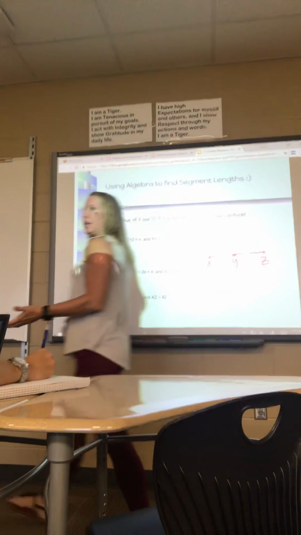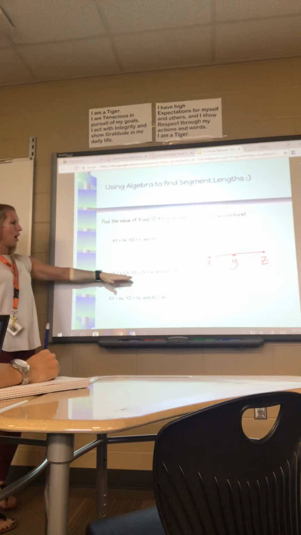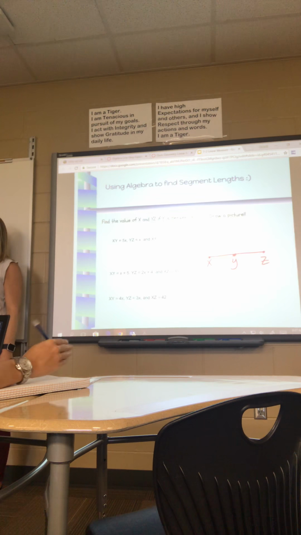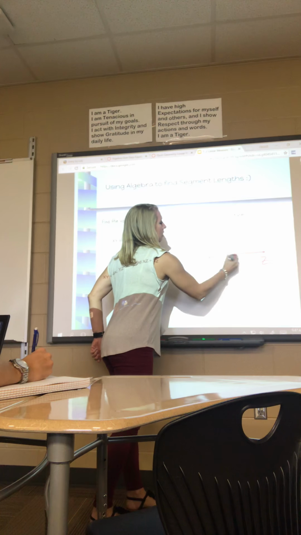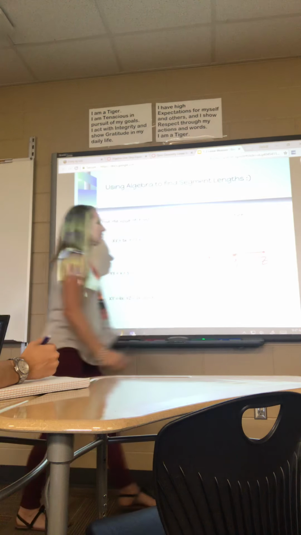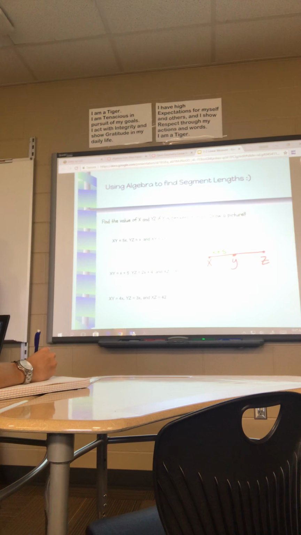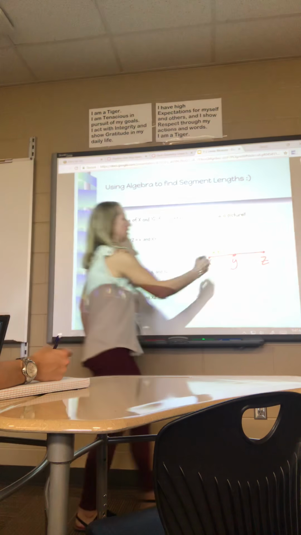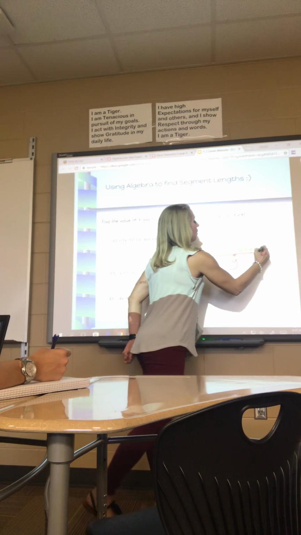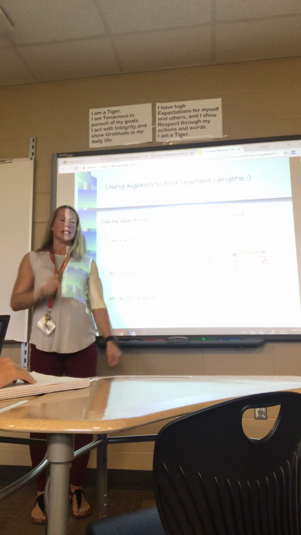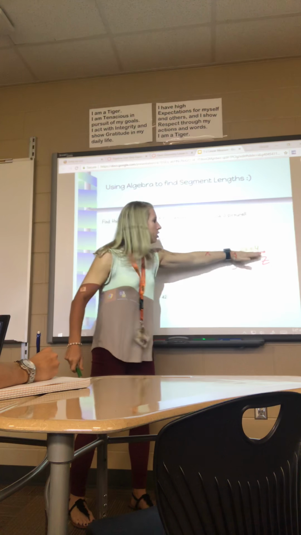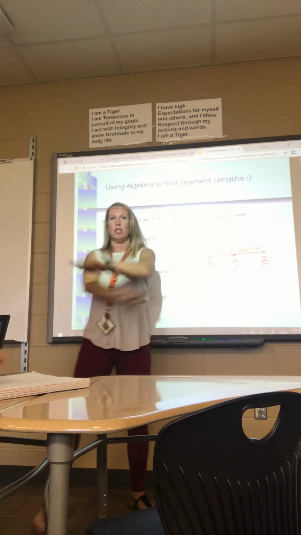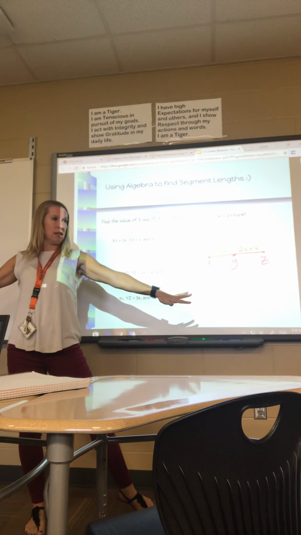Then I label everything they tell me. xy is x plus 5. So where xy is, what am I going to put? x plus 5. YZ is 2x plus 4. So where YZ is, I'm going to put 2x plus 4. Now, it did not say y is the midpoint in the middle. So you do not put these two equal to each other because we don't know that y is in the middle. Does that make sense?